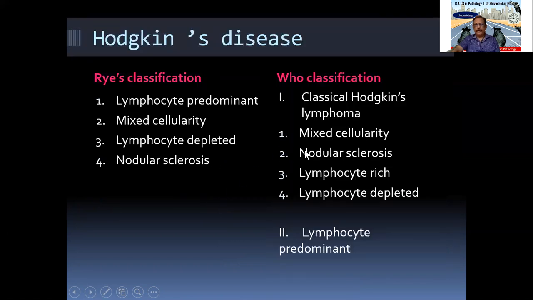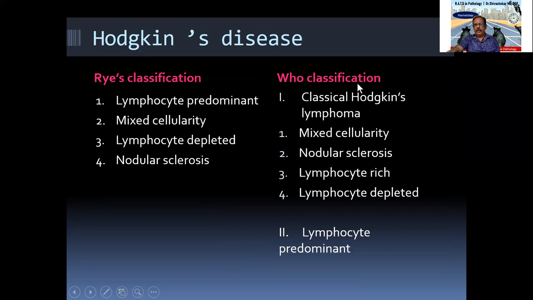There are two different methods of classification. This is the old R.A.T.S classification. Lymphocyte predominant, lymphocyte depleted, mixed cellularity, nodular sclerosis. So this is one. It is quite easy to remember. Predominant, depleted, mixed cellularity, nodular sclerosis.